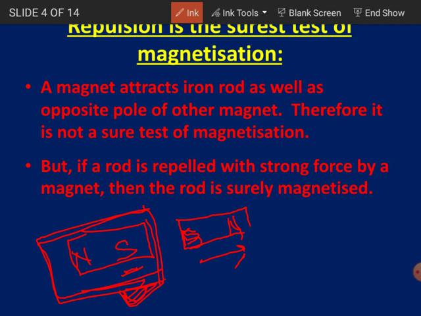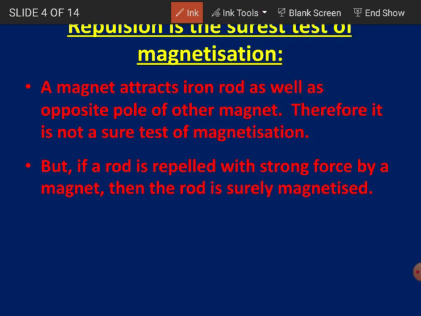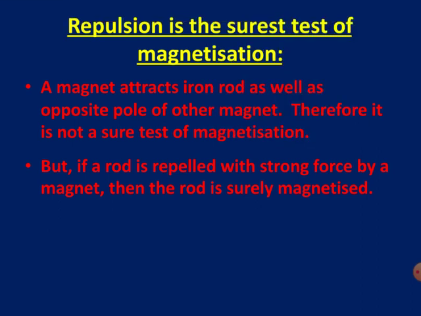Only when repulsion is there can we say that the specimen is a magnet. Why? Because like poles repel. Because of that, we can conclude that the specimen is a magnet. Okay, let's go to the next one.